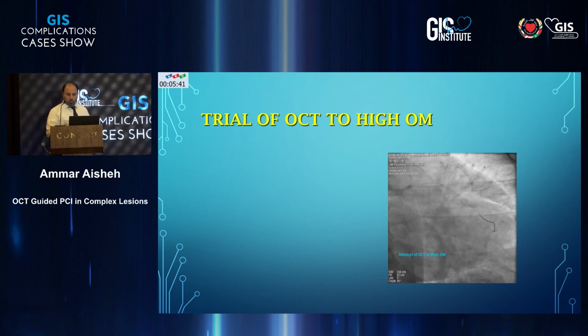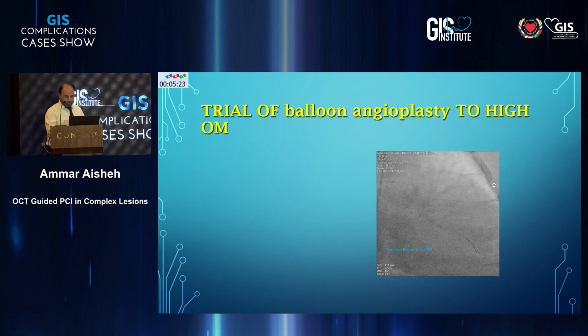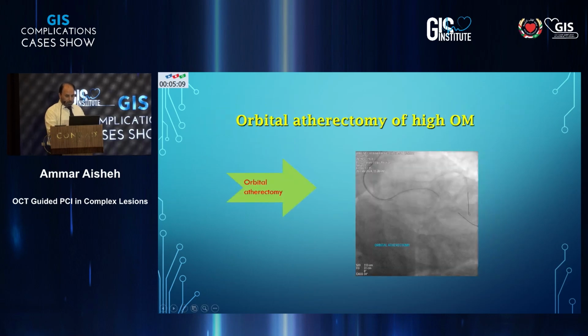So it was decided to do balloon angioplasty with the smallest balloon. Even the smallest balloon, we could not cross the lesion. This is the attempt of balloon angioplasty to high OM. Even with a small balloon, we could not cross. So it was decided to do orbital atherectomy.